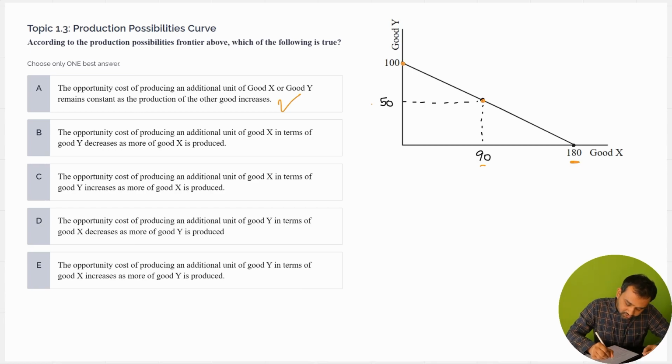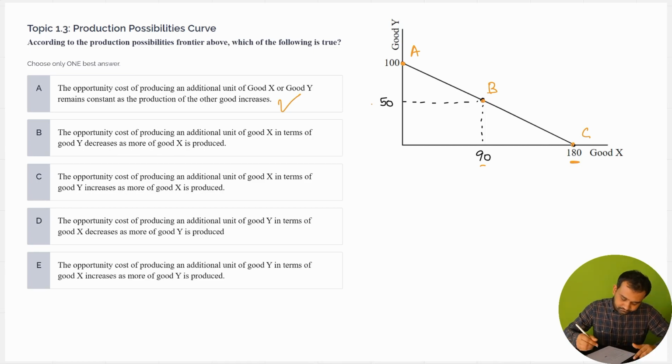So what I will show you is I'll go from A to B, then to C. When I'm doing that, I'm increasing production of X and reducing production of Y. I will show you that the opportunity cost of producing X stays constant as you move from A to B and then B to C. And then I will go the other way and show that the opportunity cost of producing Y also stays constant.